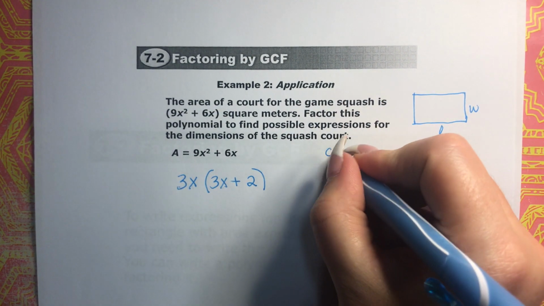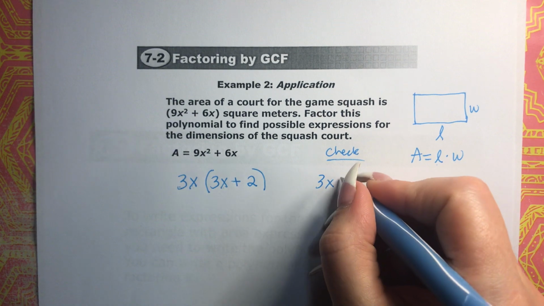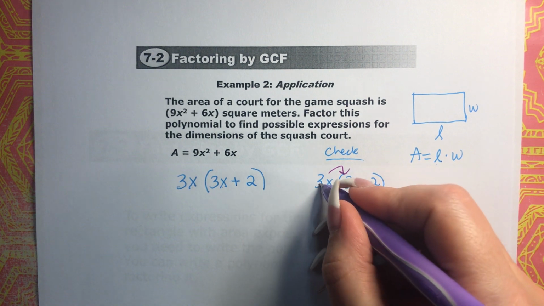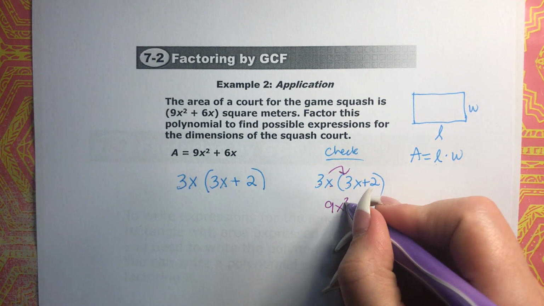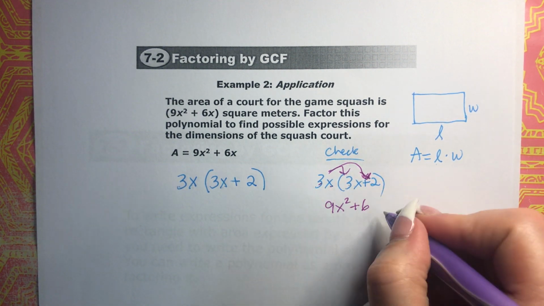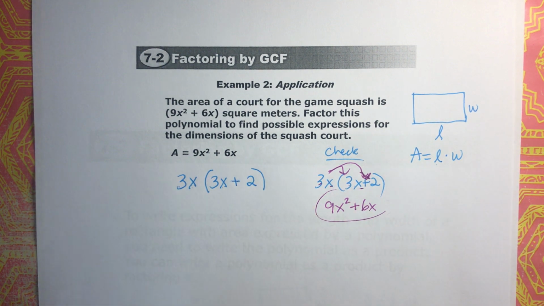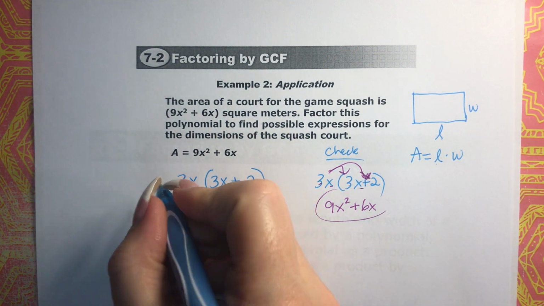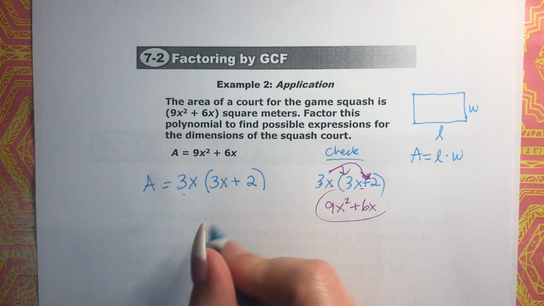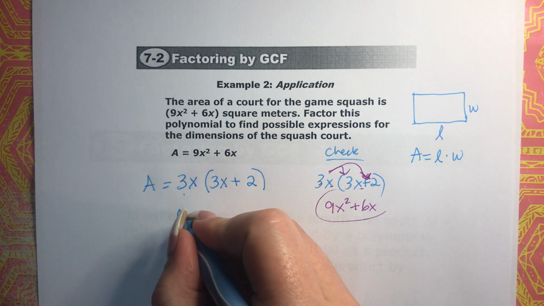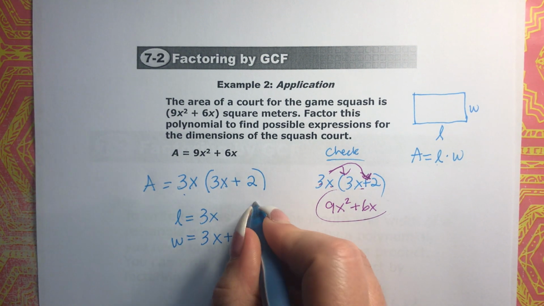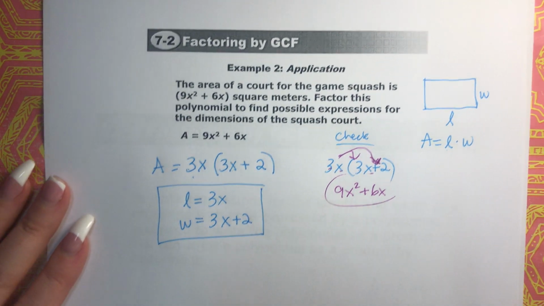We could check it, right? Let's go ahead and check it just to make sure. Okay, so we're gonna go here. 3 times 3 is 9, x times x is x squared, and then we go here. 3 times 2 is a positive 6x, and that is the same thing. So we know that we factored it correctly, and this is our area, right? So our dimensions, this is our length and this is our width, or really either way. So we're gonna say length equals 3x, and width equals 3x plus 2. Those are our dimensions. All right?